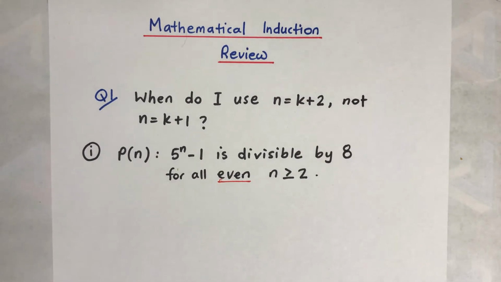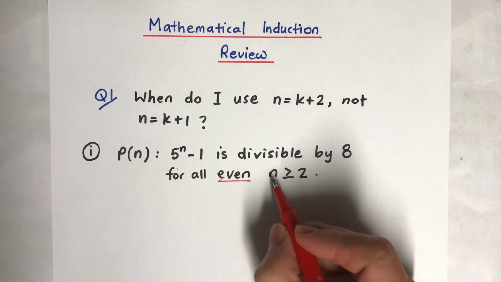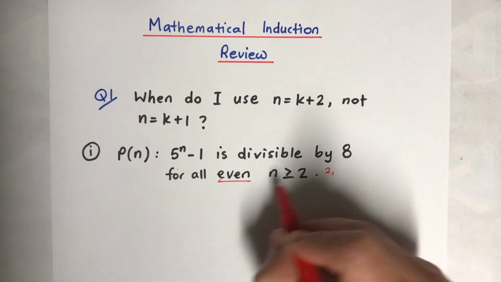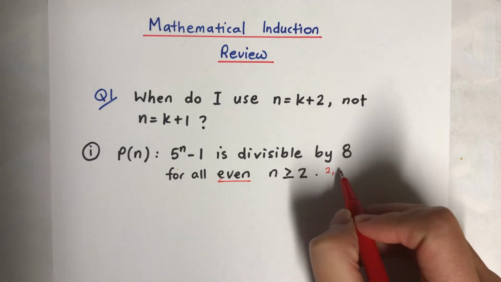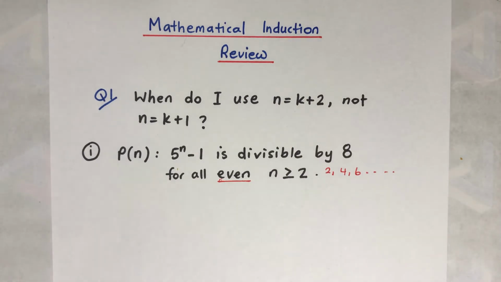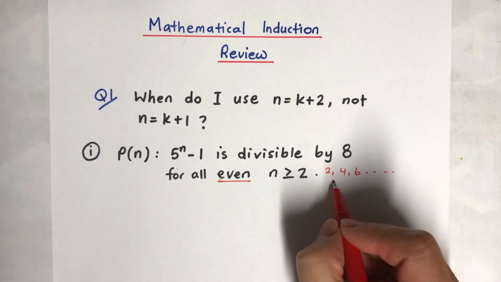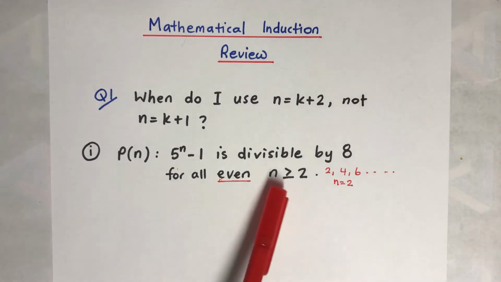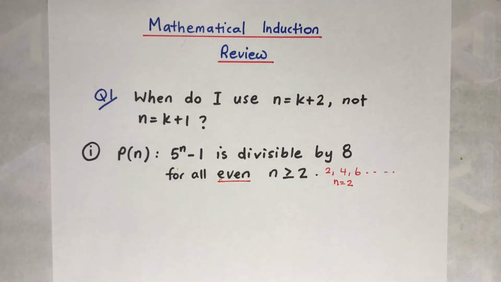Okay, first things first, what are the n values here? We've got 2 included, and then it has to be even after that, so 2, 4, 6, and so on. So for the first step, we need to use n equals 2, don't we? You don't use n equals 1 because it's not included in there. So the minimum integer you can use is n equals 2. That was step 1.